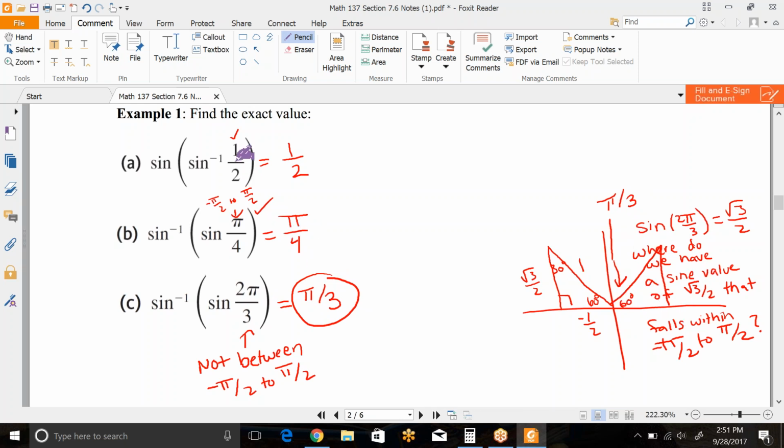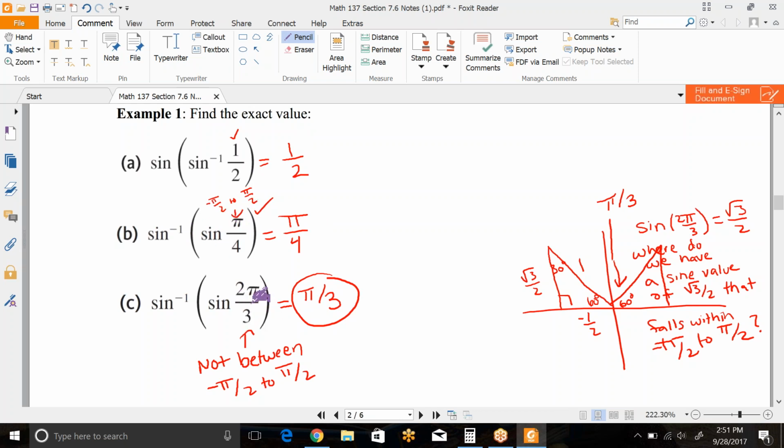So that's how this works. If the condition is met, it's really easy. An inverse and its original function just really are opposites of each other. So as long as you're in the right domain, you just get the answer. If you're in the right angle for when the inside part is the original, you just get the angle.